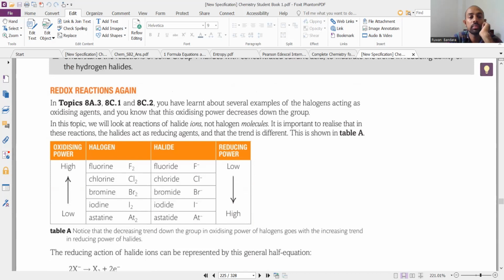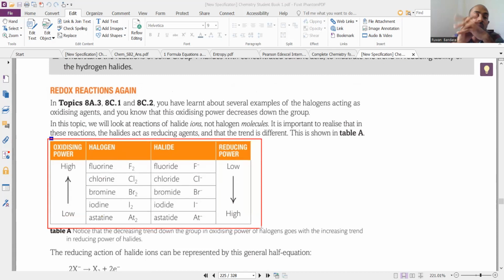And you must know how the oxidizing power and the reducing power change with the halogens and halides. So remember, fluorine is the most powerful oxidizing agent and astatide is the most powerful reducing agent. But since we are not talking about fluorine and astatine much, for our syllabus you should know chlorine as the powerful oxidizing agent and iodide as the powerful reducing agent.